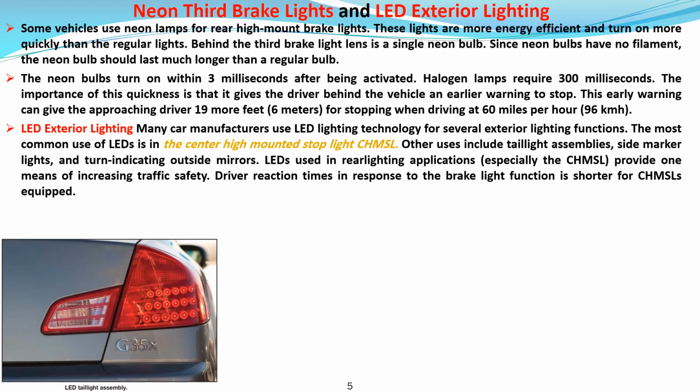LED exterior lighting. Many car manufacturers use LED lighting technology for several exterior lighting functions. The most common use of LEDs is in the CHMSL. Other uses include tail light assemblies, side marker lights, and turn indicating outside mirrors.